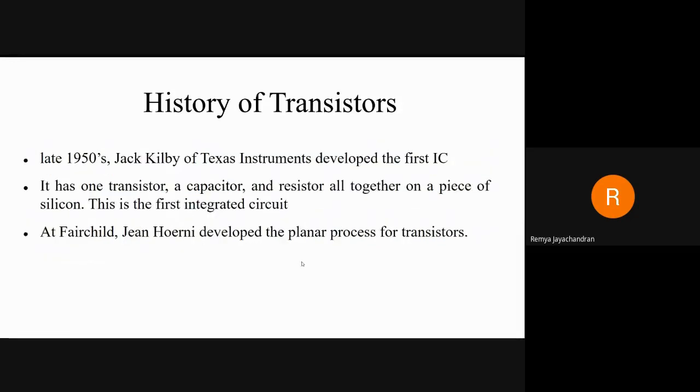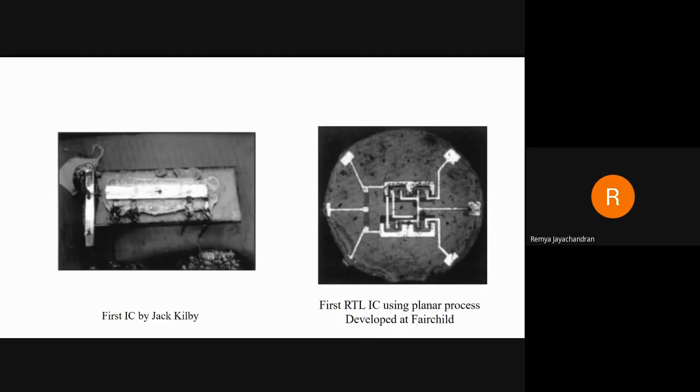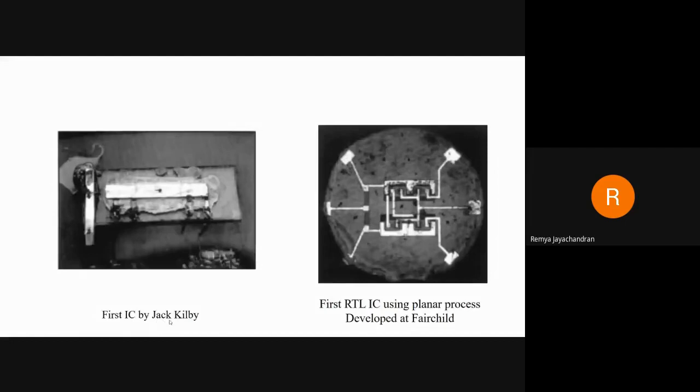At the same time, in the 1950s, Jack Kilby of Texas Instruments developed the first IC, which consists of one transistor, a capacitor, and a resistor, all together on a single piece of silicon. That was the first integrated circuit. And at Fairchild, Jean Hoerni developed the planar process for the transistor. That is a fabrication process for the transistor. And the first photograph represents the first IC by Jack Kilby, and the second photograph represents the first RTL IC using the planar process developed at Fairchild.